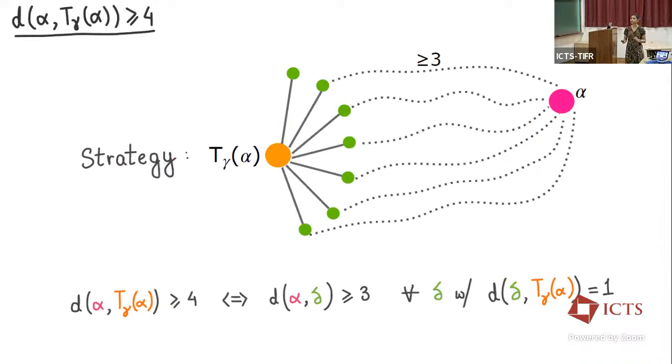Now to show the lower bound, the strategy we'll follow is that if we consider this orange blob represents T gamma of alpha and take any curve which is at distance 1 from this curve, then if all of these curves are at distance at least 3 from alpha, then T gamma of alpha will be at a distance at least 4 from alpha. But the main hindrance here is that we'll have infinitely many points that we need to check this criterion for.